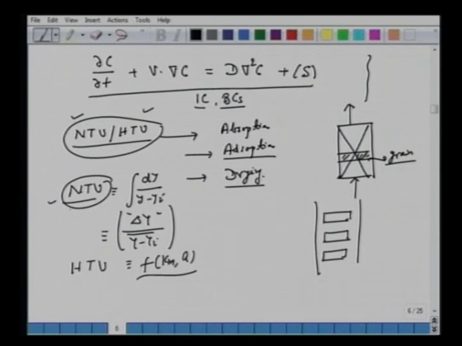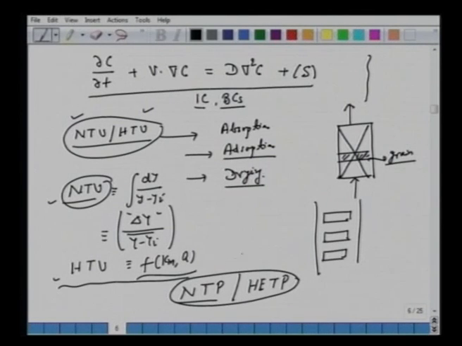Similarly, instead of NTU and STU, if you look at some of the old textbooks, they also talk about NTP, number of theoretical plates, and HETP, height equivalent of a theoretical plate. So it's a very old approach. The idea we are trying to say here is that if you have a continuous packed bed, a continuous contactor, one has to write down, most fundamentally, a species balance, and then one has to integrate. But to avoid these mathematical complexities, we have quantities like NTU and STU.